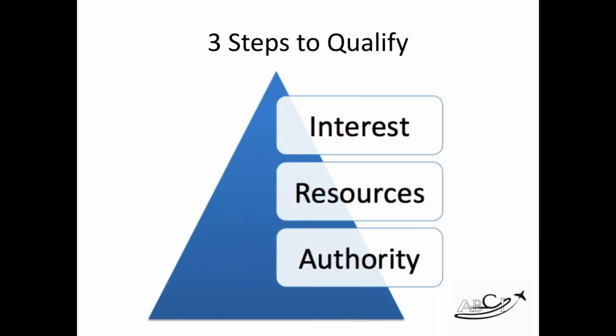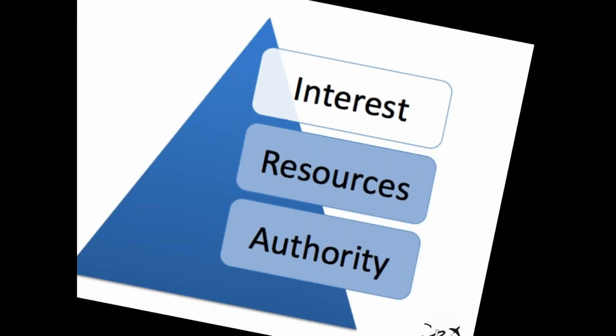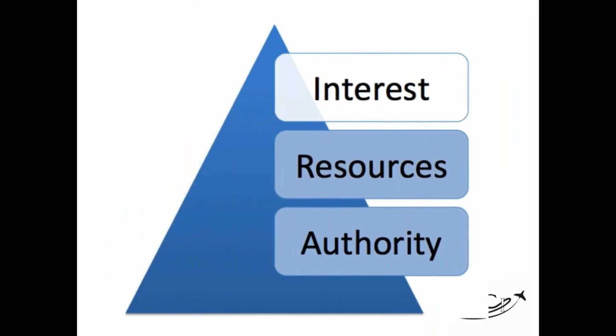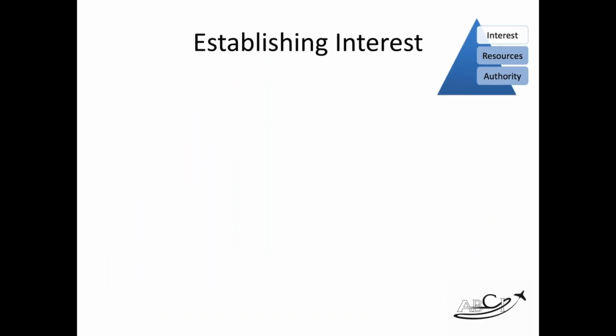All right, so first of all, when we talk about our 3 steps to qualify a customer, the first step is interest. Do they have an interest in our product and service? And this is the easiest one, right? Yes. Okay. So how do we establish that someone has an interest in our product or service?